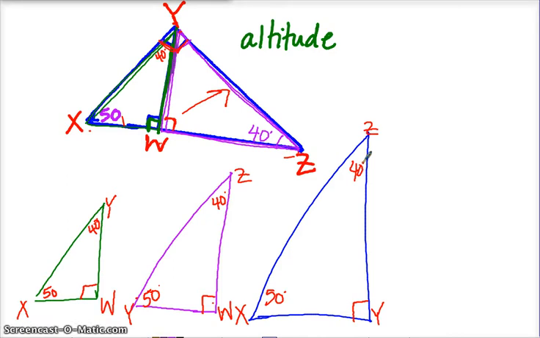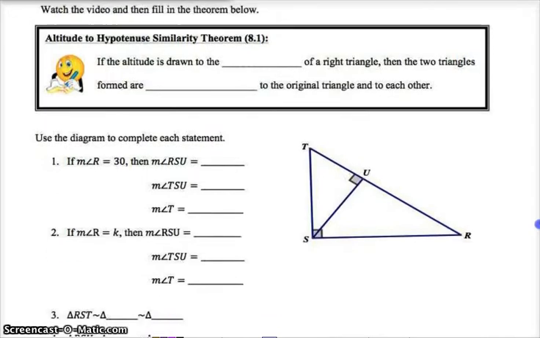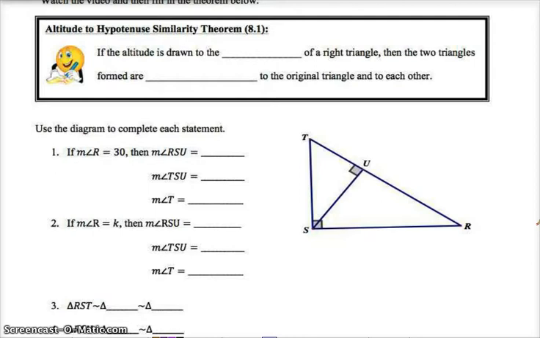So what do you notice about these three triangles? They are similar to each other, which means their sides are in the same proportion. Okay, now that you've listened to that, go back to this and take a minute and try to fill in these blanks. So hopefully after watching that first part of the video, you were able to fill this in.